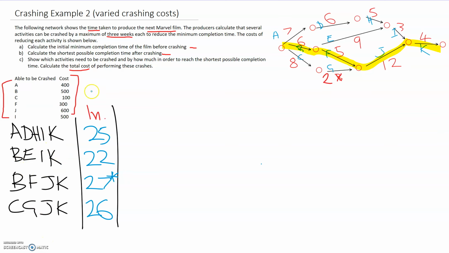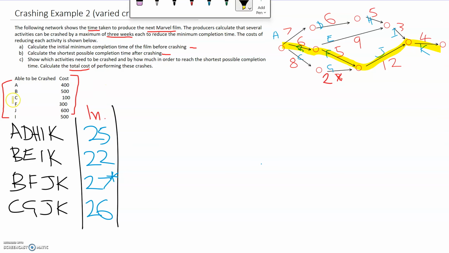Alright, so as always, write down all the possible paths. We have 4. Then find the initial time it's going to take for all of those paths. So we've done the easy part already. And that means B, F, J, and K are our critical path, which are taking 27 weeks. So that answers A. Then for part B, to work out what's the shortest possible time we can complete the project if we use our possible crashes, just like we did last time, just crash everything by the maximum and see what the shortest completion time will be.